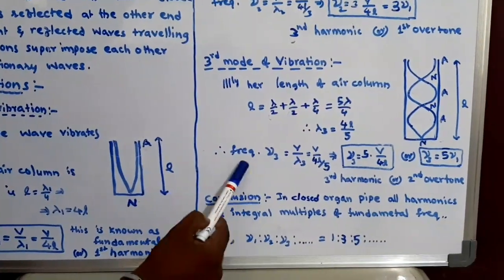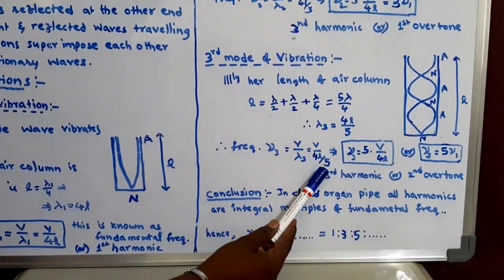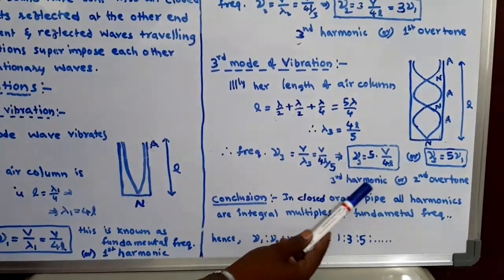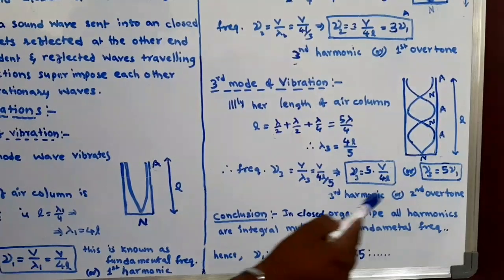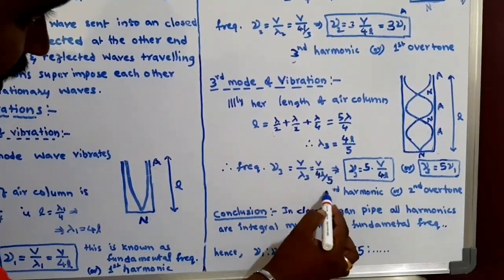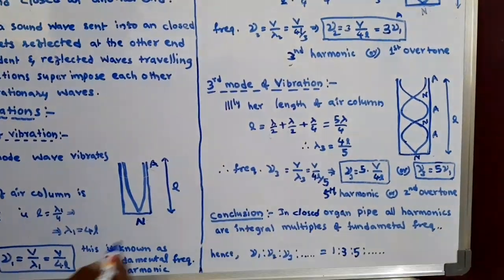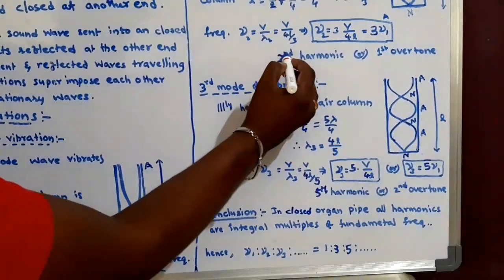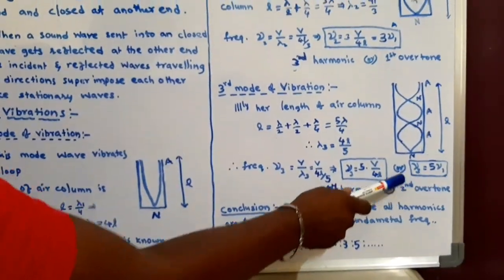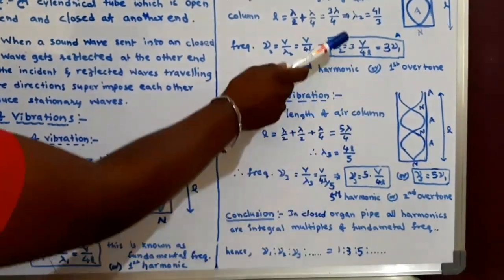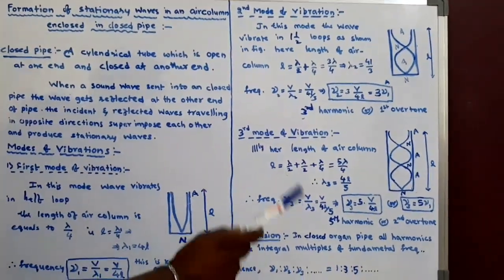So what about the frequency? Frequency nu 3 is V by lambda 3, so V by 4L by 5. The denominator becomes the numerator, 5 into V by 4L. So nu 3 is equal to 5 nu 1. Actually this is also named the fifth harmonic, and remember it is the third harmonic in order of modes. This frequency has another name, the second overtone. This is the first overtone and this is the second overtone, and the equations continue for different modes of vibration.